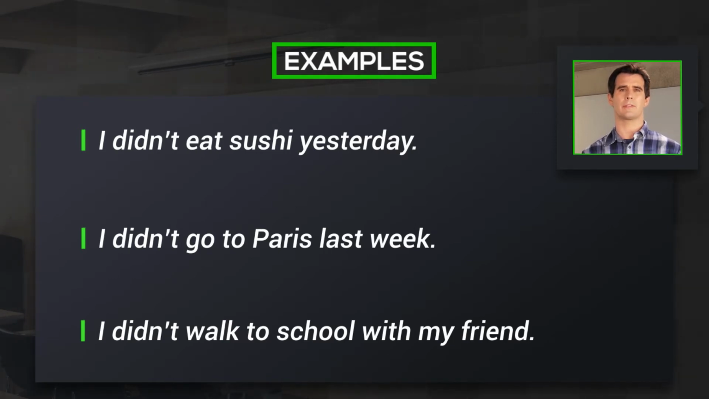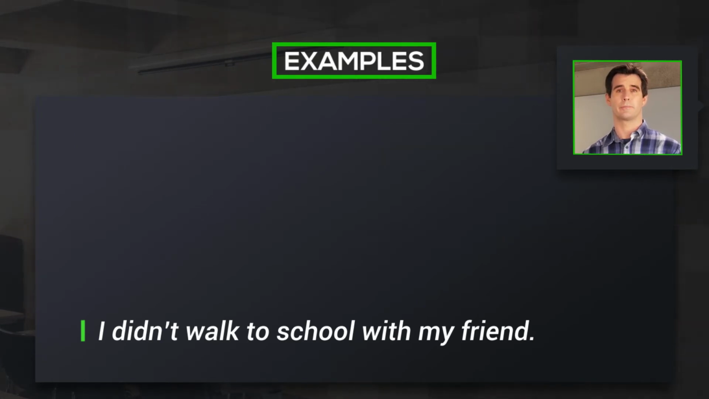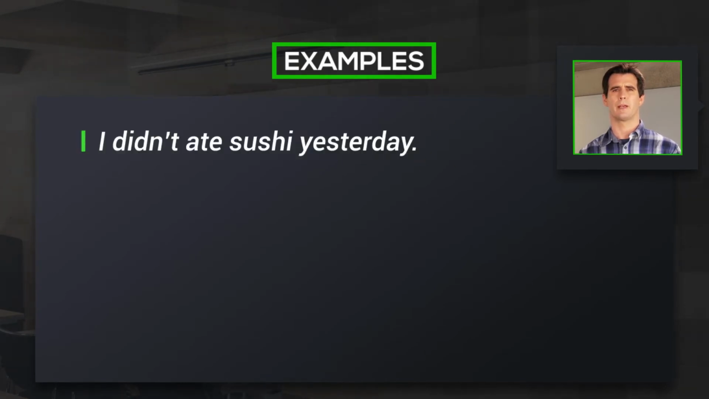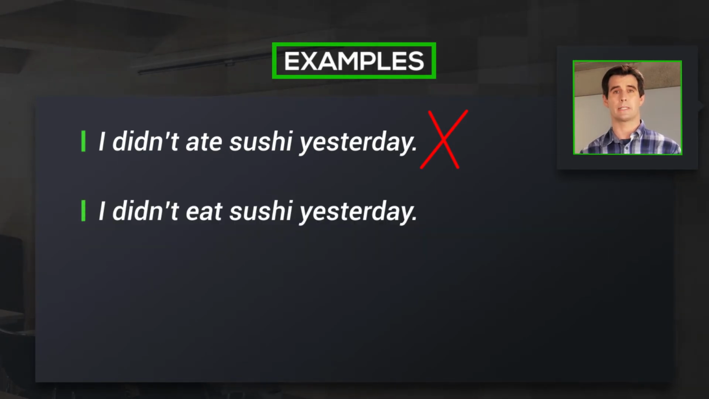If you look at the sentences and if you look at the verbs, you can see that we are not using the past tense form. We use did not plus a verb. This is important to remember. I didn't ate sushi yesterday is wrong. The correct form is I didn't eat sushi yesterday.